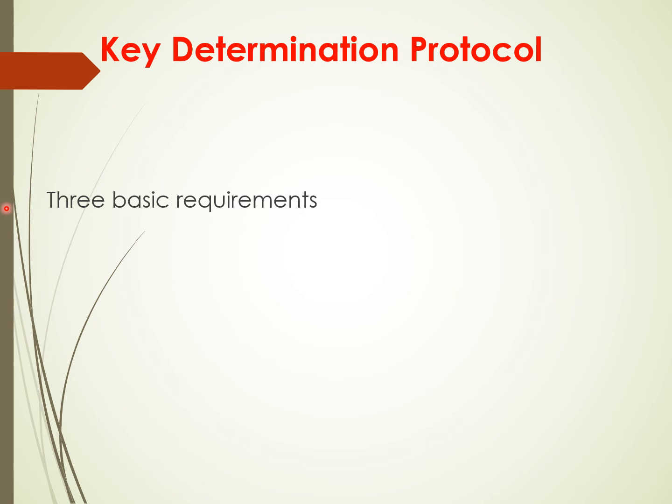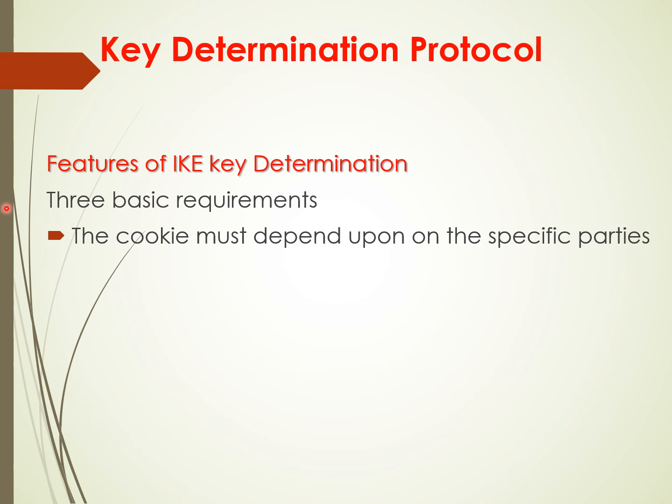It has three basic requirements about the features of key determination. The first one is that cookies must depend on the specific parties. This prevents an attacker from obtaining a cookie using a real IP address and UDP (User Datagram Protocol) port, and then using it to swamp the victim with requests from randomly chosen IP addresses or ports.